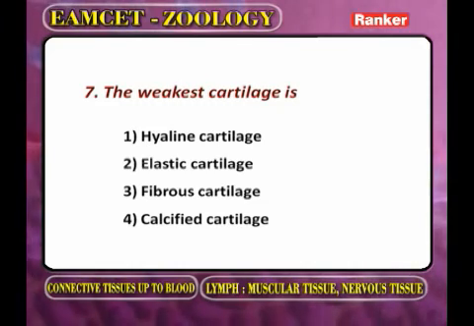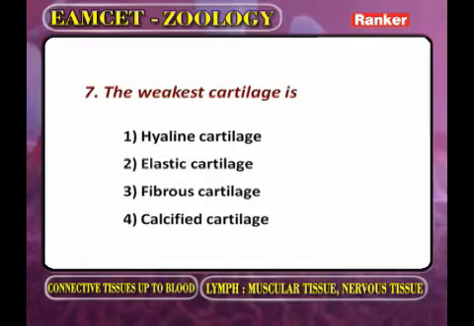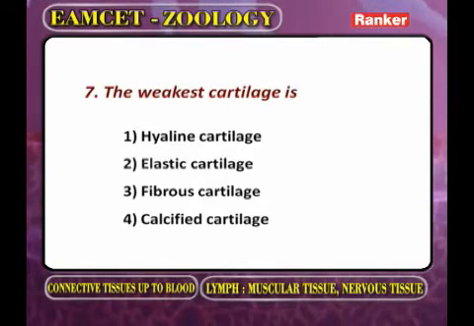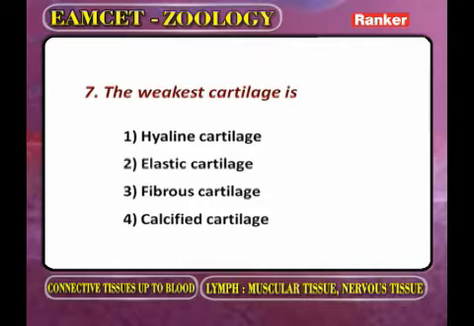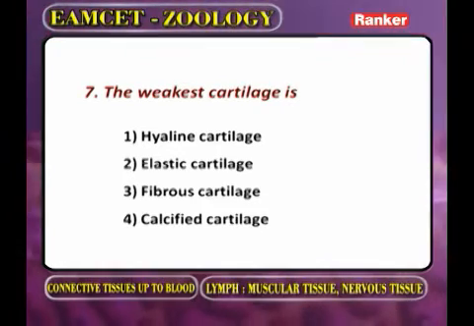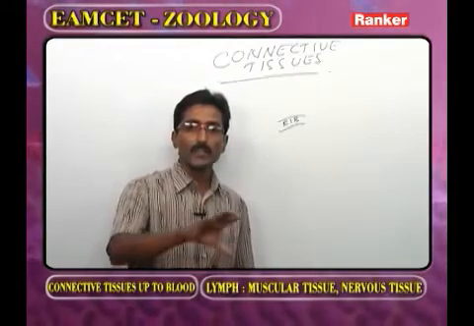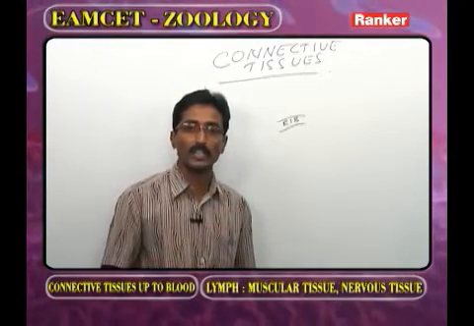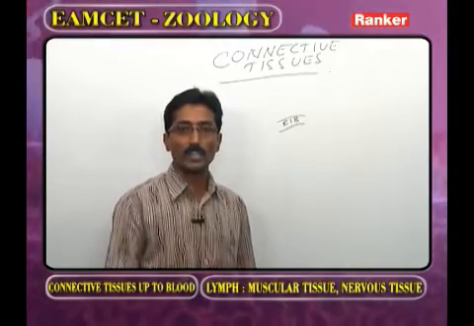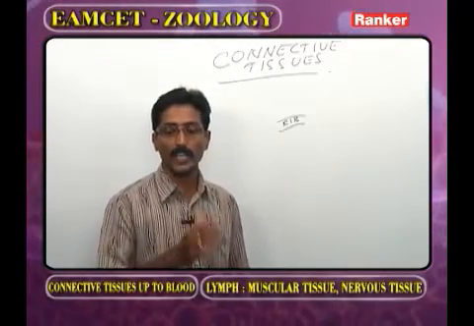The weakest cartilage. Now as we observe the kinds of cartilage, one we call hyaline cartilage, the second one we call elastic cartilage, and the third one we call fibrous cartilage. In the hyaline cartilage, the matrix consists of very delicate collagen fibers. When compared to the remaining types, what is the weakest cartilage? That we call hyaline cartilage.